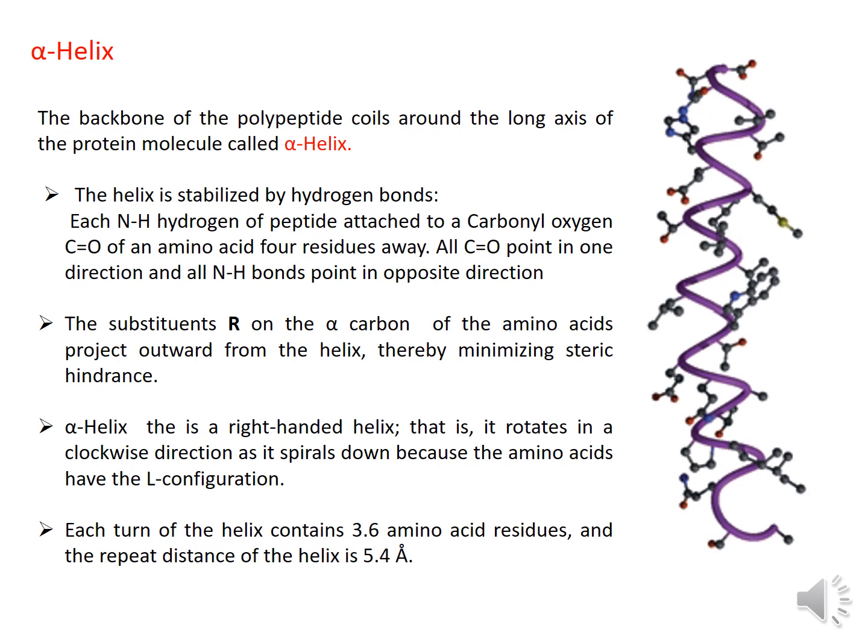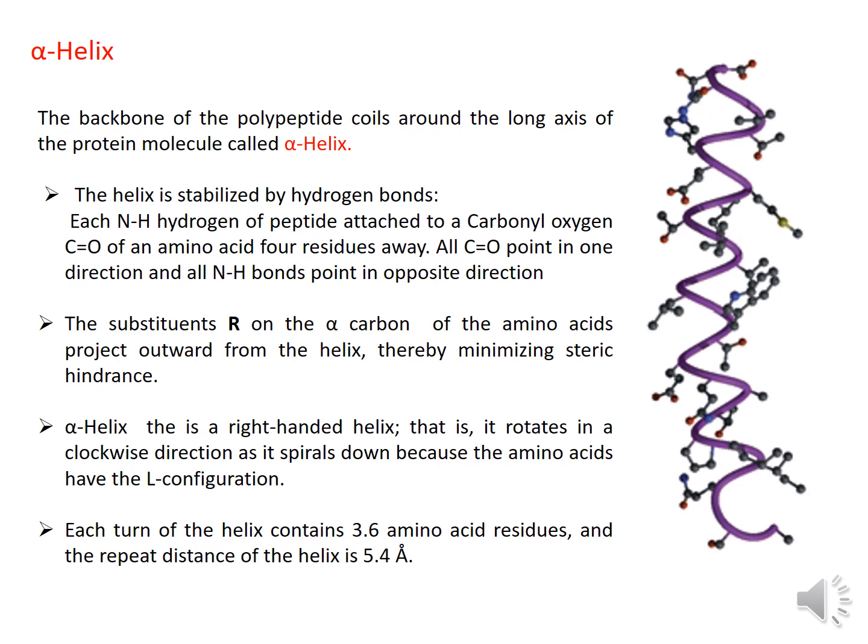Remember, this is very important because if the R groups are very near each other in the structure, they repel each other. R groups always repel each other. Therefore, the substituent R on the alpha carbon of the amino acid projects outward from the helix, thereby minimizing steric hindrance. The alpha helix is a right-handed helix because it rotates in a clockwise direction as it spirals down, since amino acids have L configurations.